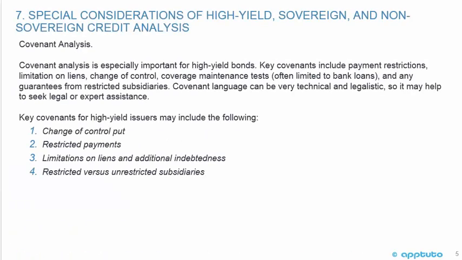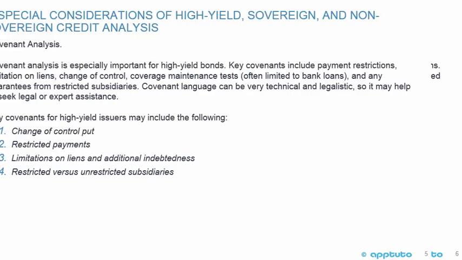Covenant analysis. Covenant analysis is especially important for high-yield bonds. Key covenants include payment restrictions, limitations on liens, change of control, coverage maintenance tests, often limited to bank loans, and any guarantees from restricted subsidiaries. Covenant language can be very technical and legalistic, so it may help to seek legal or expert assistance. Key covenants for high-yield issuers may include the following. 1, change of control put. 2, restricted payments. 3, limitations on liens and additional indebtedness. And 4, restricted versus unrestricted subsidiaries.